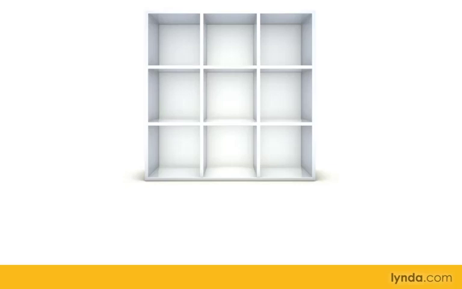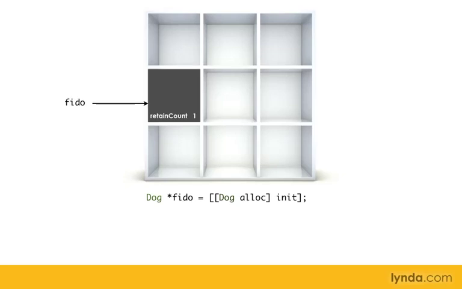just before it's deleted. Once again, if we were to look at the idea of memory allocation, if we use the alloc and init calls to create a new pointer called Fido that points to an object in memory, it has a retain count of 1 automatically. This is the way that Cocoa is going to work for us. We can then use that object, call methods of it, access its instance variables, do whatever we want with that object, but at some point we need to say release.